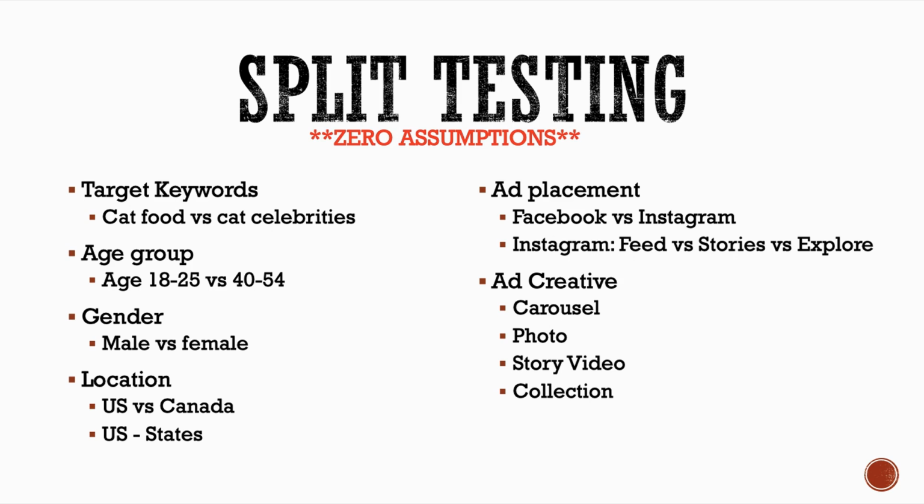You need to be split testing, because 9 out of 10 times people will not succeed with the first ad. And the reason behind that is because you are assuming that you know your audience. You're actually picking what keywords to target, maybe the different genders. You're selecting an ad placement that you think will convert higher, and you're assuming a certain ad creative will work best with your audience. But the thing is, you don't know any of that.